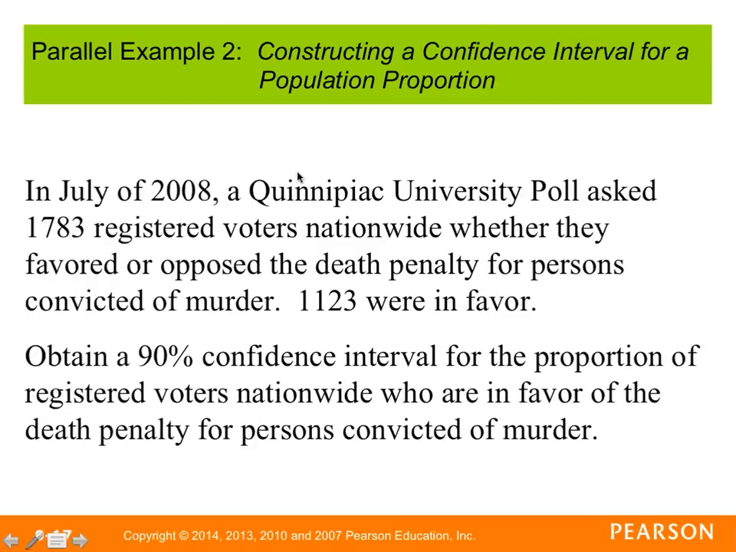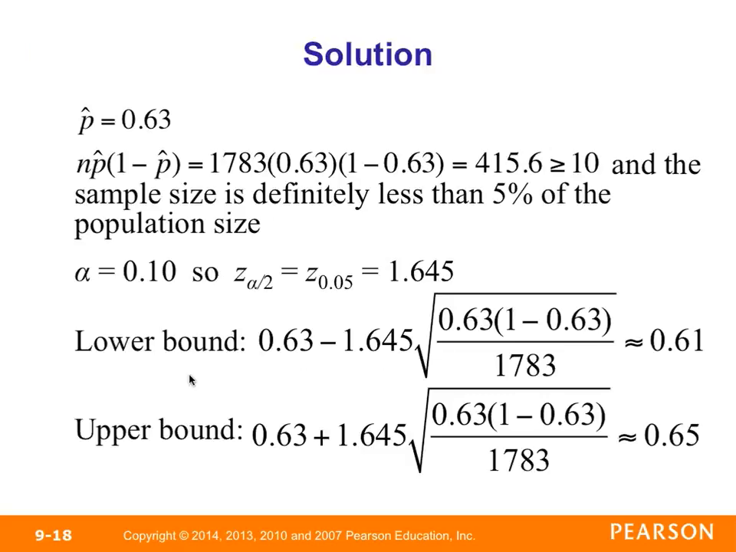So let's take a look at this example here. Same university poll, 1,123 were in favor of the death penalty for people who are convicted of murder out of our 1,783. And we'd like to obtain a 90% confidence interval for the proportion of registered voters who are in favor of the death penalty. So a couple things we need to check.